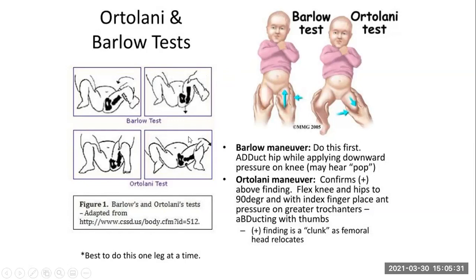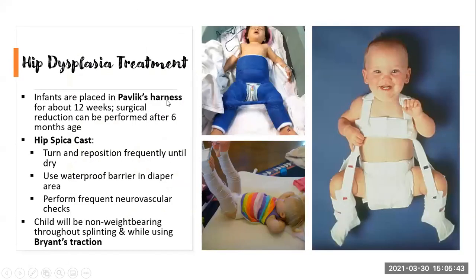So yeah, and you see it here in the images. Dislocation when they bend the knee back in, and when they bring it out, they're able to relocate it back into place. Other treatments, so here's that spica cast, the casting, maintaining alignment of the hip. So they can't bear weight while they're wearing this.